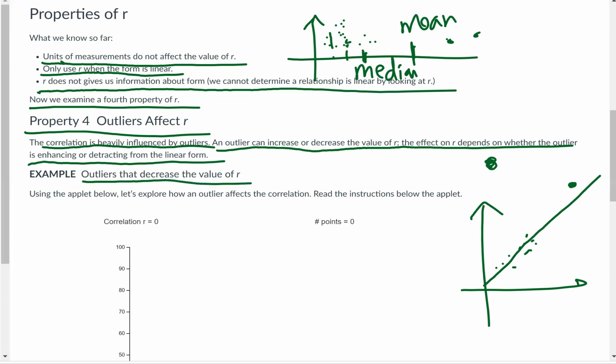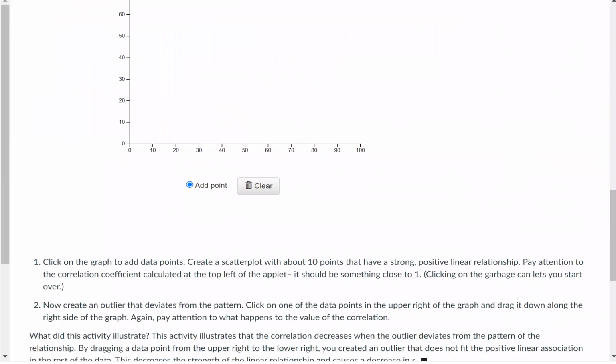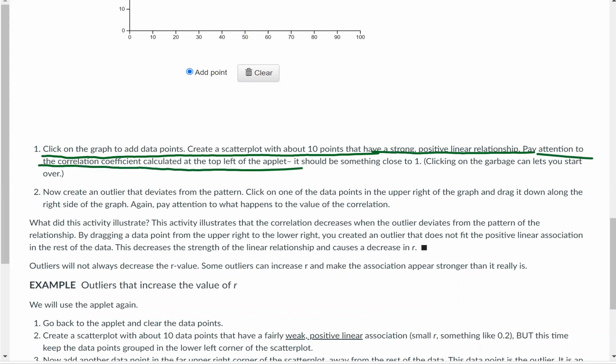Outliers that decrease the value of r. Now we'll look at that. Using the applet below, let's explore how an outlier affects the correlation. We'll read the instructions below on the applet. Okay, first it says we're going to click on the graph to add data points. Create a scatter plot with about 10 points that have a strong positive linear relationship. We'll pay attention to the correlation coefficient calculated at the top left of the applet. It should be something close to 1. Clicking on the garbage can lets you start over.